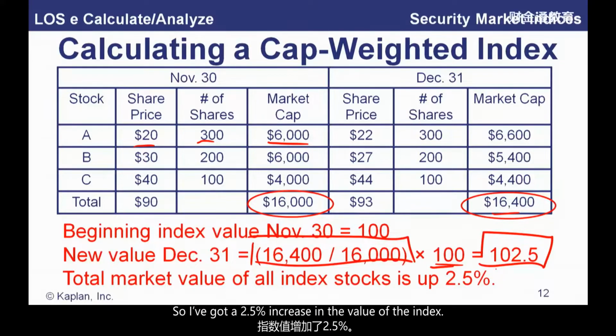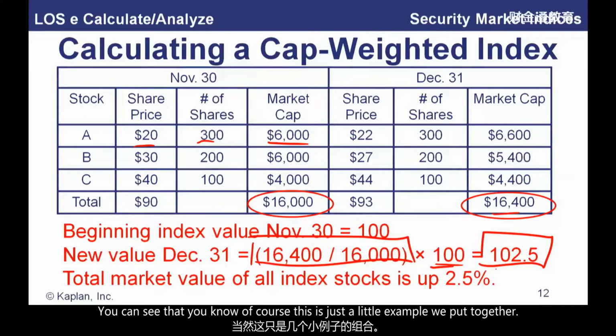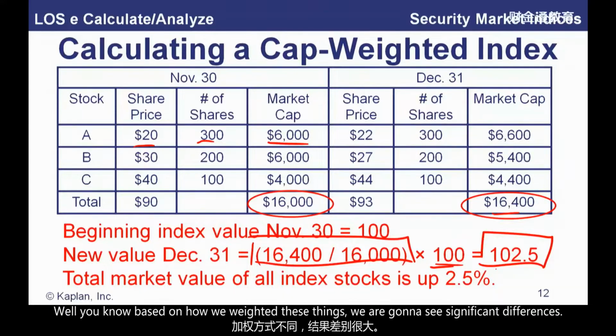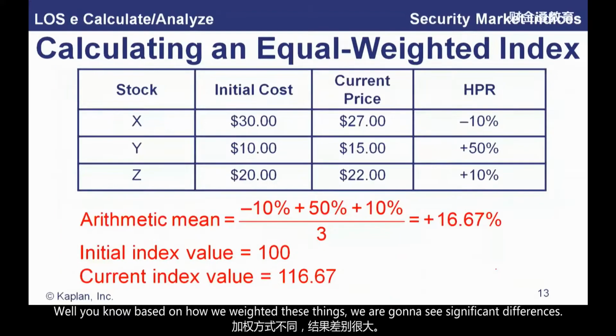So I've got a 2.5% increase in the value of the index. And you can see that, of course, this is just a little example we put together, but price weighted, we had a 3.33% return, here a 2.5% return. Well, based on how we weight these things, we're going to see significant differences.